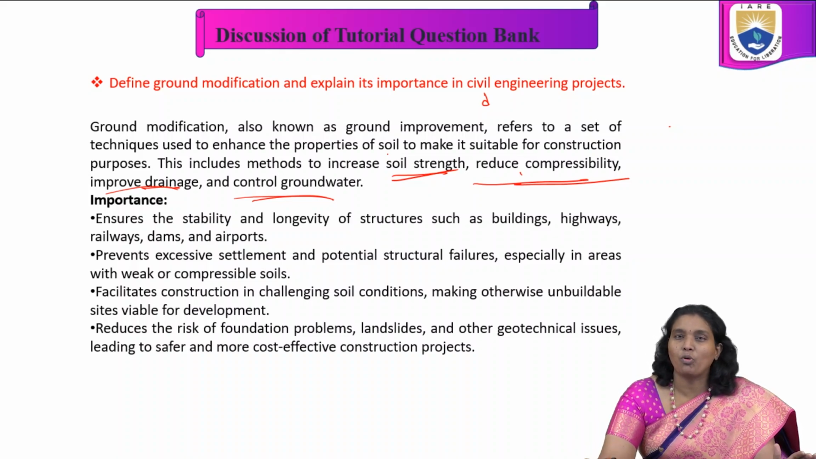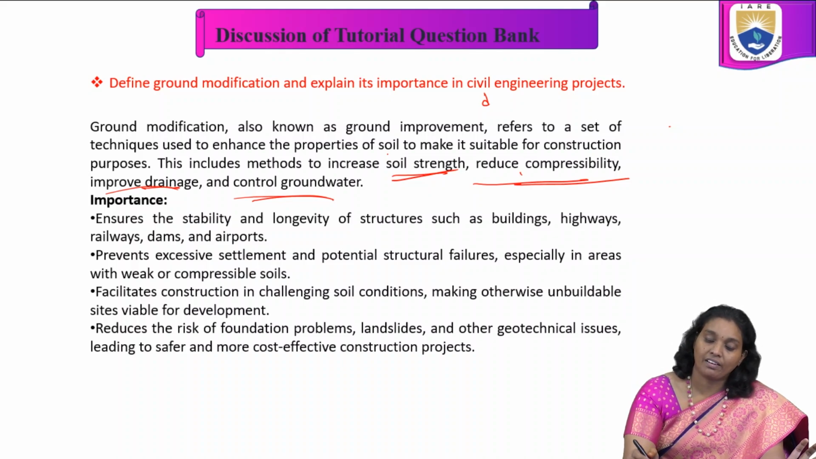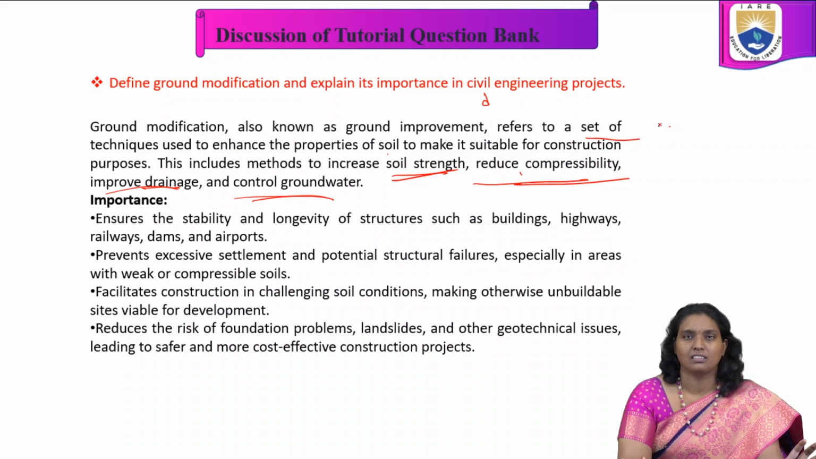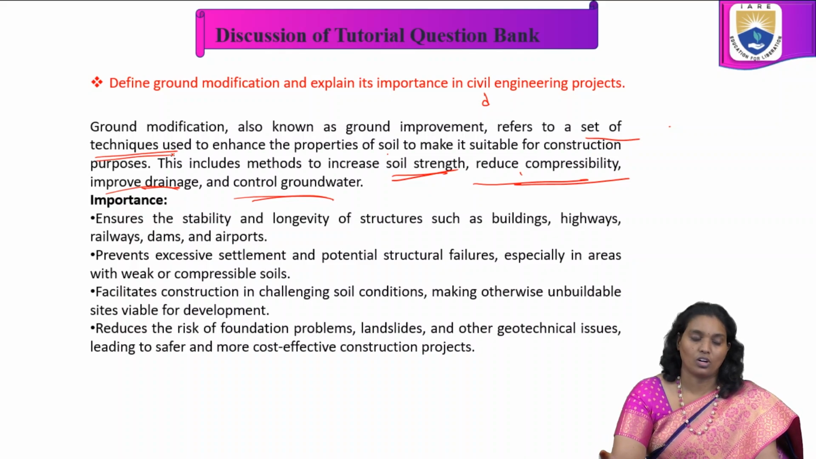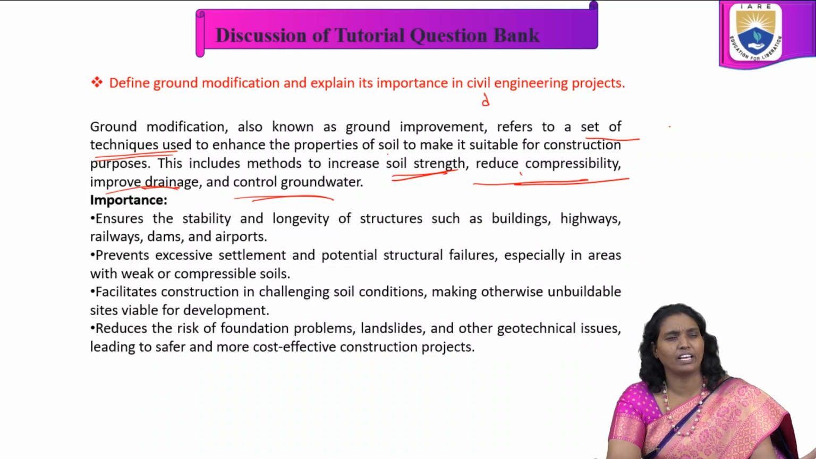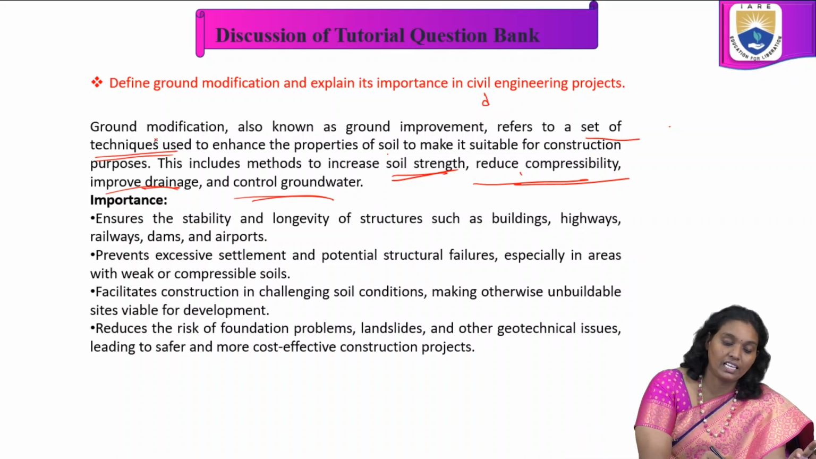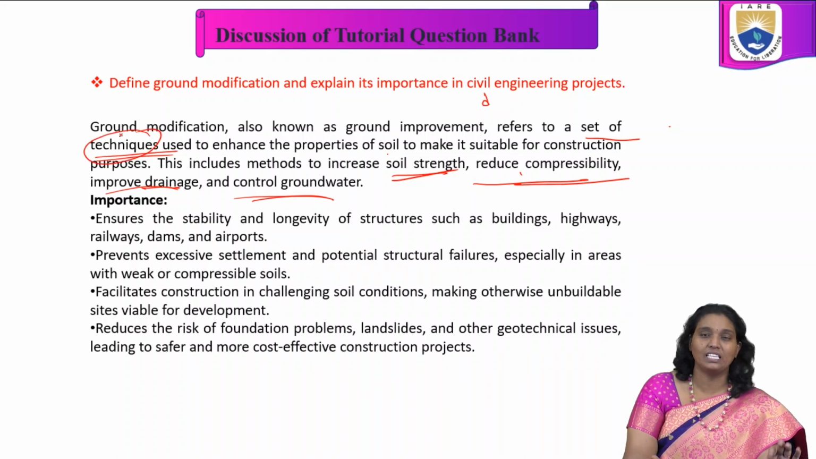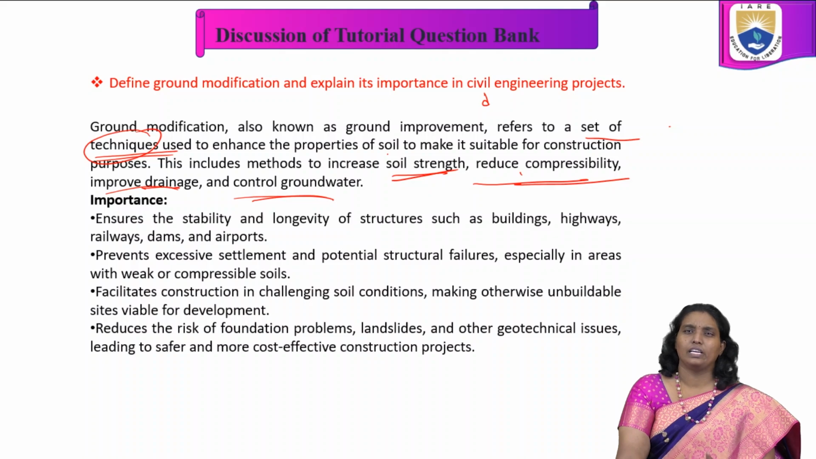So in this, ground modification, also called ground improvement, refers to a set of techniques, or we may use some techniques like that also. But techniques is one more terminology. It may be a set of techniques, or we are using techniques, whatever it may be, but technique is the terminology we have to use in this explanation. So use it to enhance the properties of soil to make it suitable for construction purposes. The methods include increasing soil strength, reducing compressibility, improving drainage and controlling groundwater.